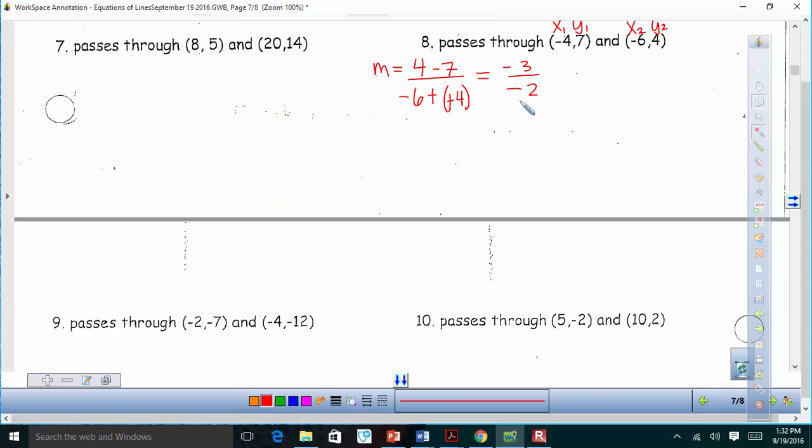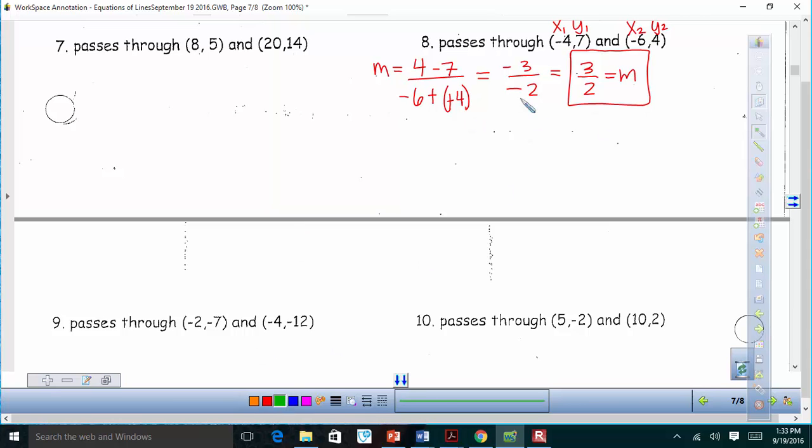Now, is 3 divisible evenly by 2? No, so we'd leave it like that, but what do I need to simplify? The negatives. What is a negative divided by a negative? A positive. So my slope would actually be positive 3 over 2. Okay, yes? If you could simplify the fraction, would you simplify it? Yes. Like if it was 8 over 4, we would reduce that. Or if it was 3 over 6, would you simplify it? Yes, you would simplify it to 1/2.